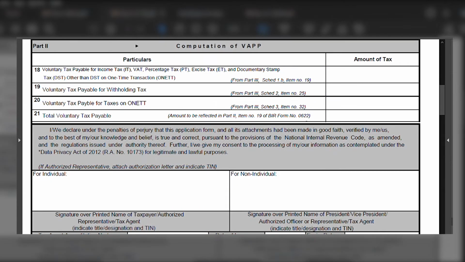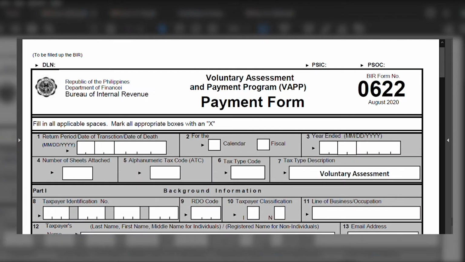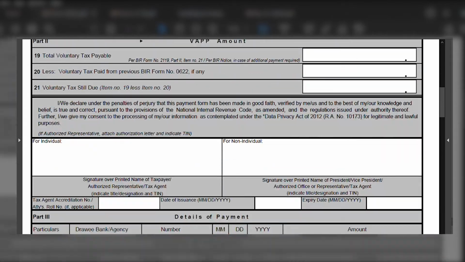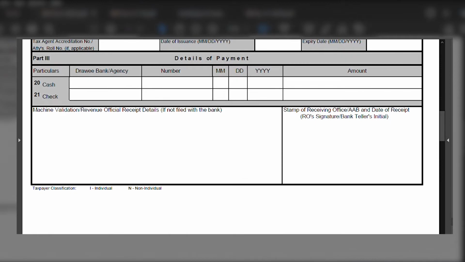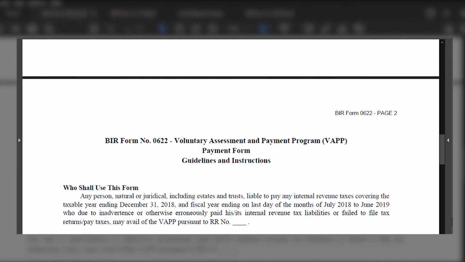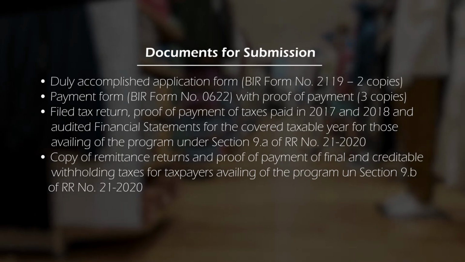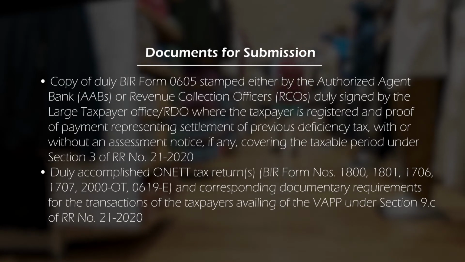More importantly, the voluntary payment as indicated in the submitted BIR Form 0622, which is the payment form, should be in cash as a condition for availment of the VAPP privilege. So non-cash payments such as tax debit memo and the like will not be accepted. Here are the complete documentary requirements for submission.